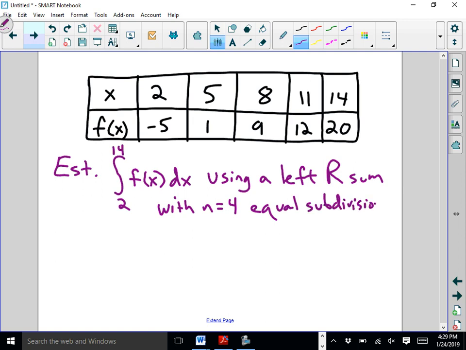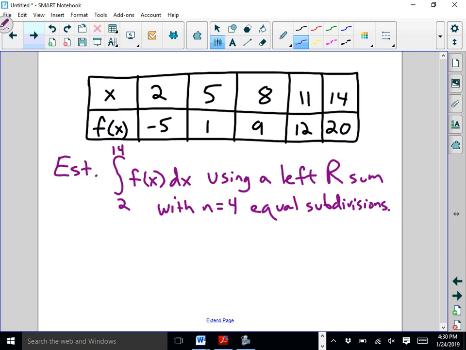Okay, a couple of things about this table are really important to know. Take a look at the spacing of the x values. 2 to 5 to 8 to 11 to 14. Are those equally spaced? The answer is yes. Each one is increasing by 3. That's really important to note. Some tables you get will be equally spaced like that. If they do that, they're going to ask for equal subdivisions. But sometimes they give you tables that aren't equally spaced out, and they'll just say, using the subdivisions provided in the table. Okay?